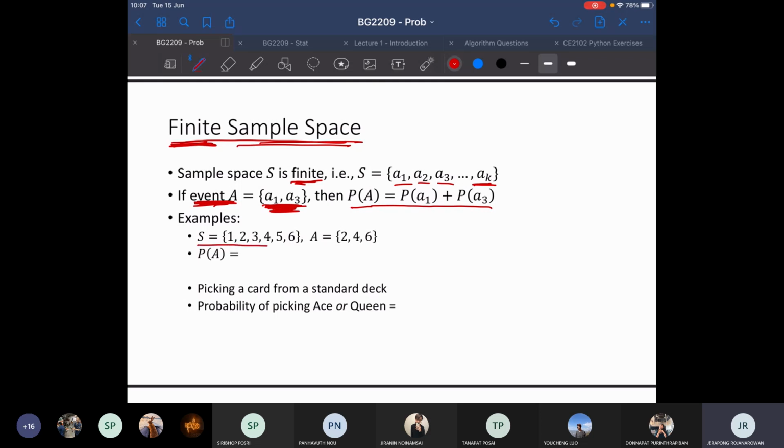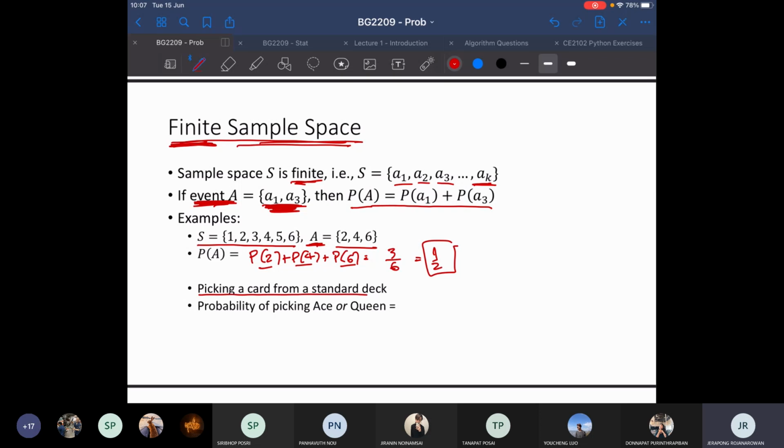Then if the sample space S is tossing a die, right? 1, 2, 3, 4, 5, 6. If event A has 3 points, 2, 4, 6, therefore P(A) is going to be P(2) plus P(4) plus P(6), which is 1 over 6, 1 over 6, 1 over 6, therefore it's 3 over 6, which is 1 over 2 right here.